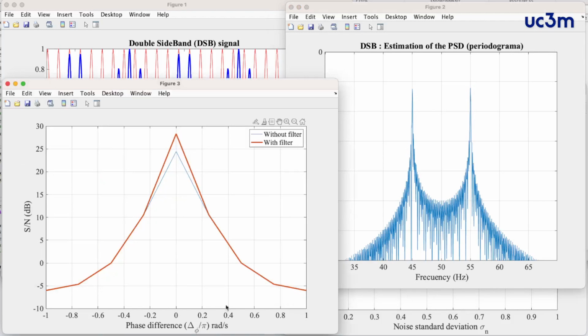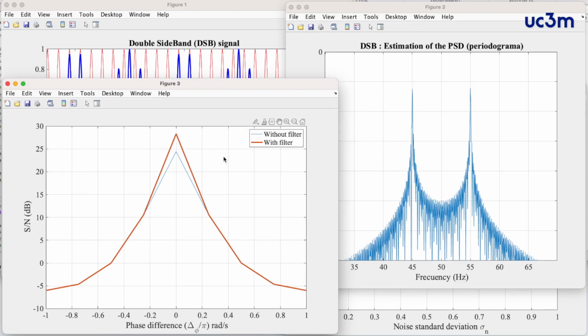If a non-coherent receiver is used, when the phase shift is different than 0, increases here, this axis is scaled by a pi factor. Here we have the increasing of the phase difference up to pi, and here up to -pi. It's evident that if we don't have a 0 difference, we don't have a coherent receiver, the signal-to-noise ratio is going to be lower and lower.